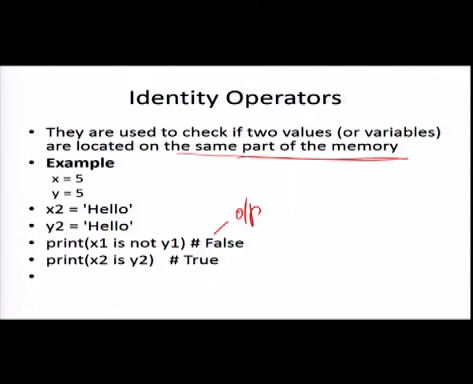Then print x2 is y2. Here in x2 we have given hello, and in y2 we have given hello. Both are strings, a string data type, whereas the 5 is an integer data type. Are both the strings one and the same? Yes, they are. So when we print x2 is y2, we get the answer as true. This is again one other output.